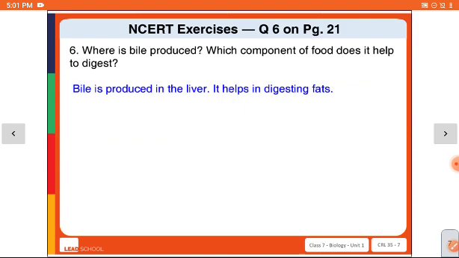Question number 6 is, where is bile produced? Which component of food does it help to digest? Bile is produced in the liver, and it helps in digesting fats.